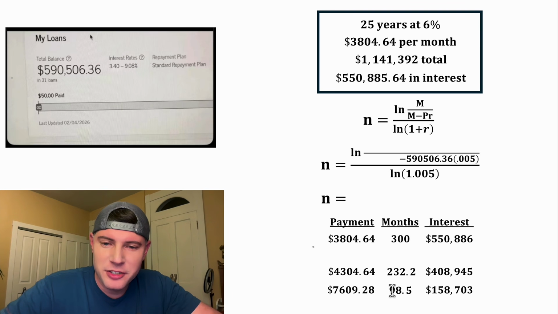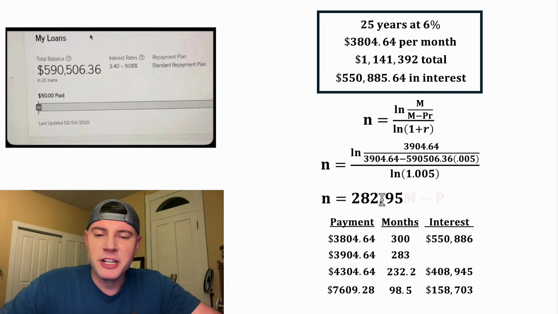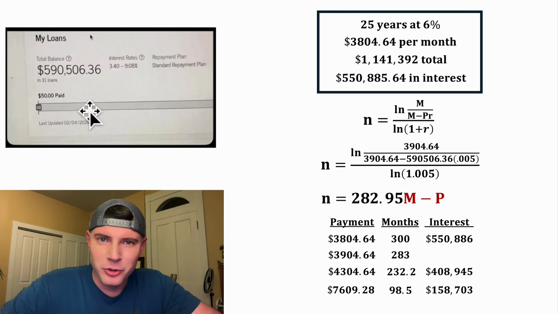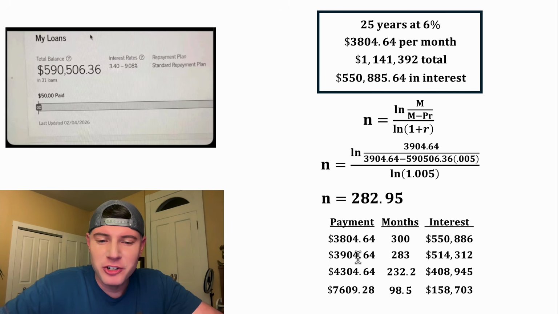I'm kind of curious what happens if we do just $100. Let's plug that in here and we end up with about 283 months. Let's put 283 here. So then after we do this number of months times this monthly payment minus the total loan balance, the interest ends up being $514,000. So by paying just an extra $100 a month, you shorten the loan length by about a year and a half, and you end up paying about $36,000 less.